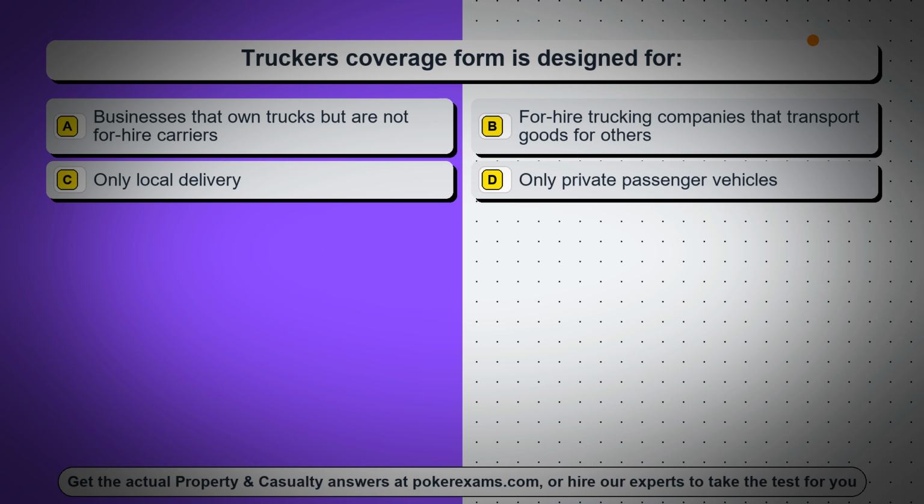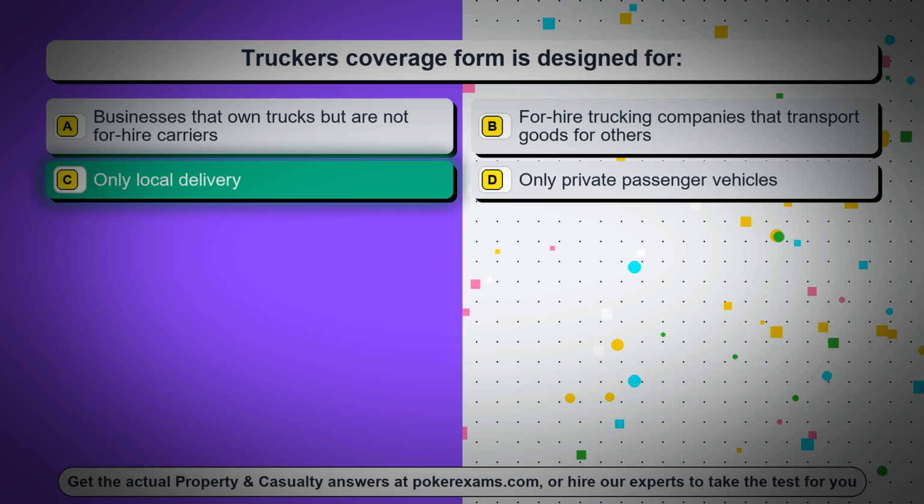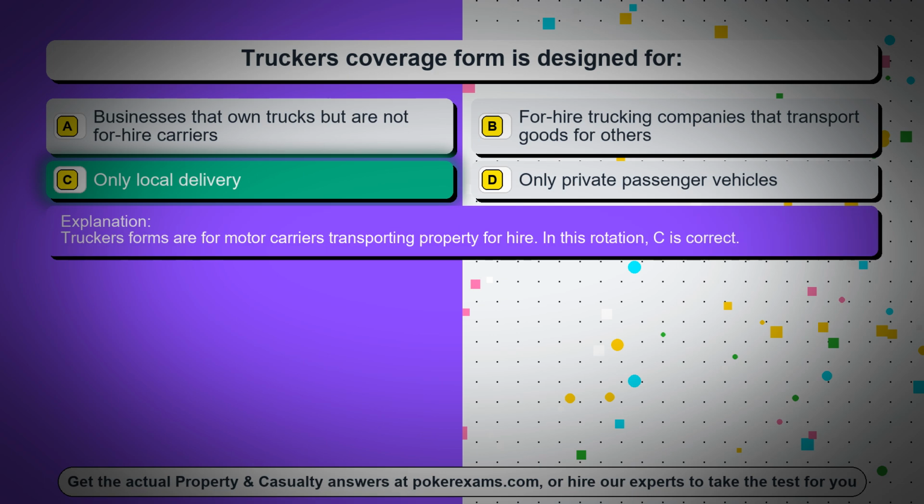Option C, only local delivery. Option D, only private passenger vehicles. The correct answer is option C, only local delivery. Truckers' forms are for motor carriers transporting property for hire. In this rotation, C is correct.